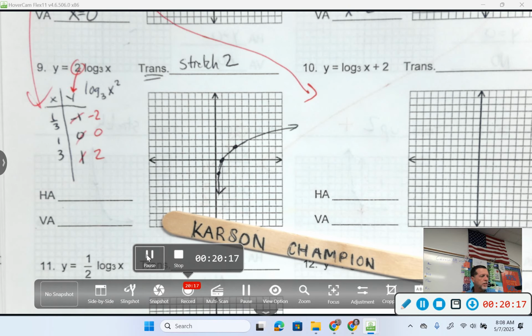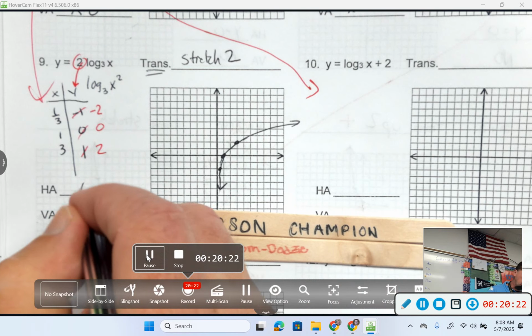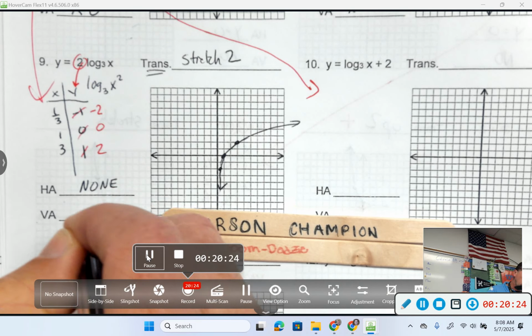Carson, how about a horizontal asymptote? None. Rena, how about a vertical asymptote? Good.